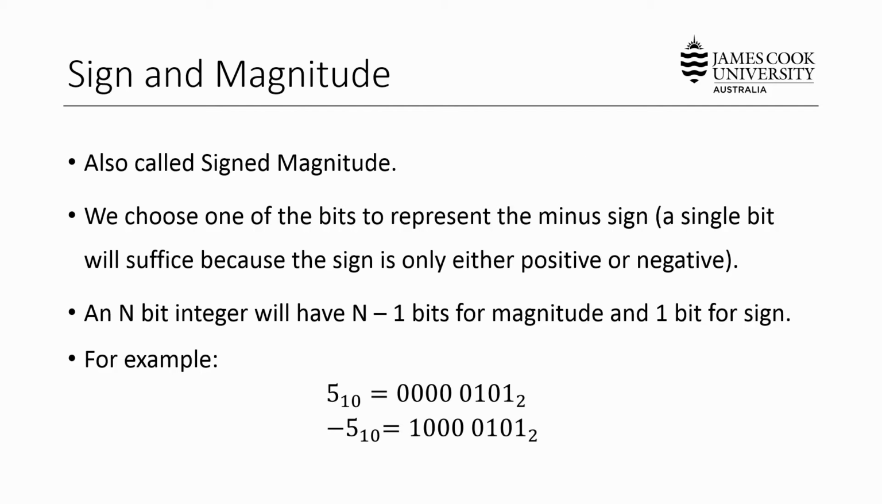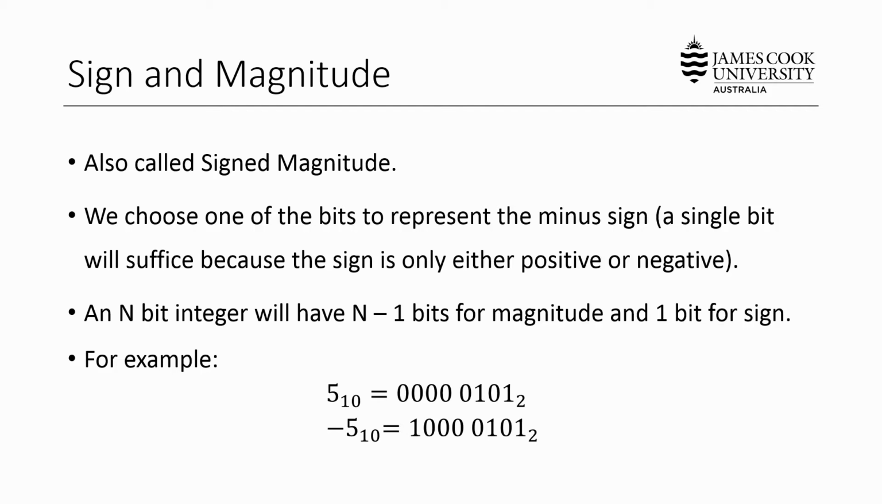The first method, sign and magnitude, also called sign magnitude, basically involves what the name suggests. It's going to store the sign of the value, which is negative or positive, so it's going to need a 2-value variable to do that. And it's also going to store the magnitude. So if it's 5, it needs to store the 5. If it's negative 5, the magnitude is exactly the same, except the sign has been swapped. So the way that we do that with a computer is we choose 1 bit to represent the minus sign. Any ideas why we can use a single bit?